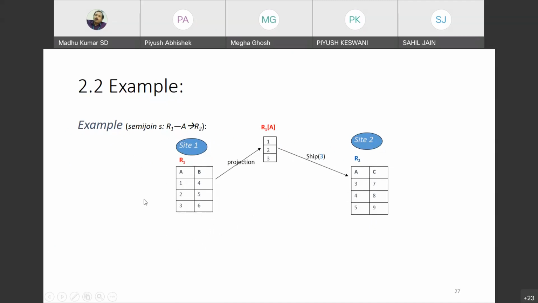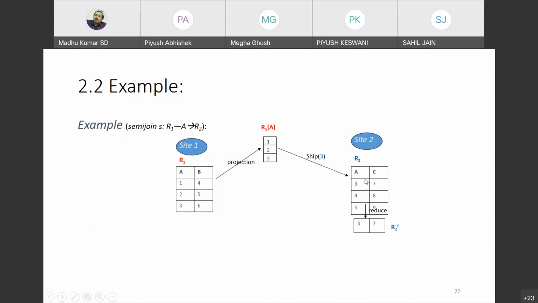So instead of sending the huge table to the other place, you send only the common column to the other side, and take a join with the table there. So what it is actually, 3, 7. Only 3 is common.